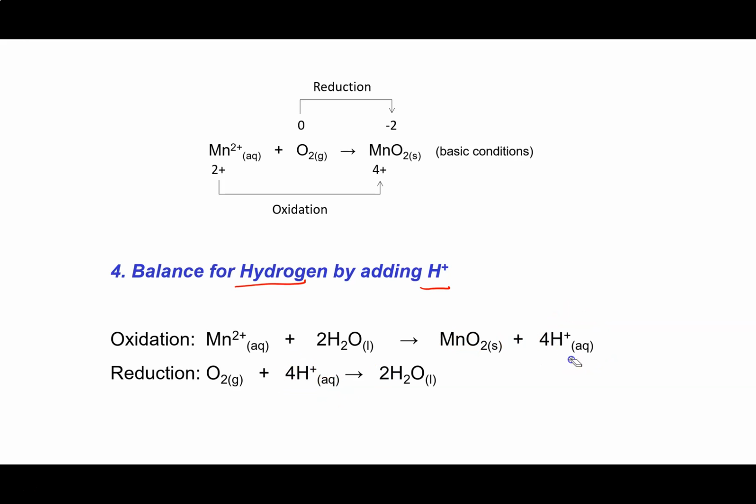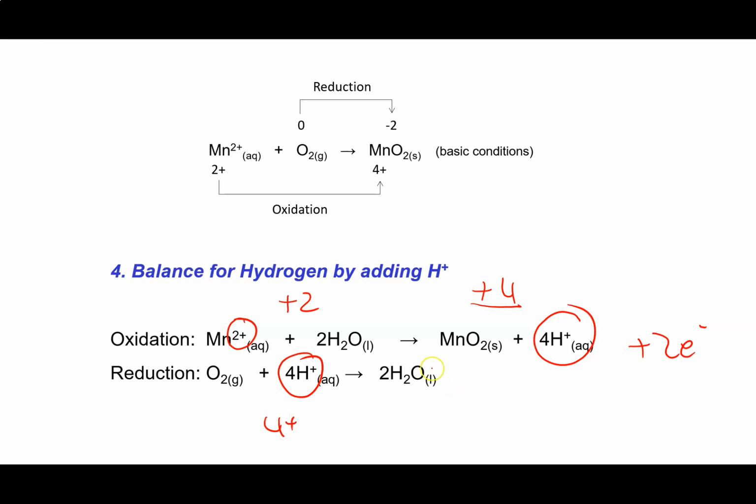What doesn't balance at this point is the charge. How I'm going to balance the charge is by adding electrons to the more positive side of our half reaction. The total charge on the left of my oxidation is +2, and the total charge on the right-hand side of my oxidation is +4. So always add electrons to the more positive side, so I'm going to have to add in 2 minuses. In this case, the total charge on the left-hand side of my reduction is +4, and the total charge on the right-hand side of my reduction is 0. Again, always add to the more positive side, so I'm going to have to add in 4 minuses on the left. So step 5, balance the charge by adding electrons to the more positive side.